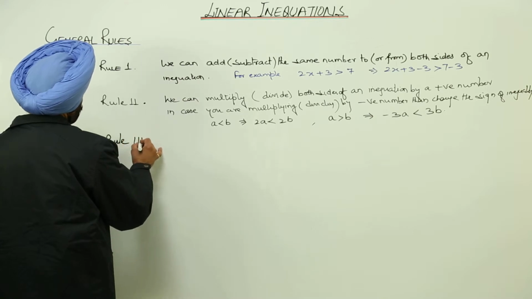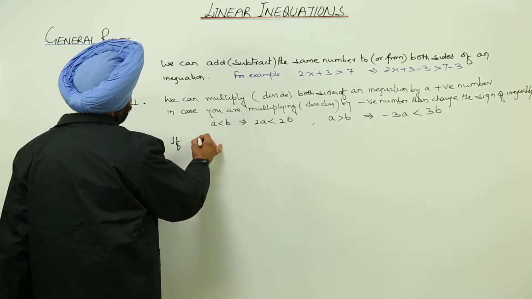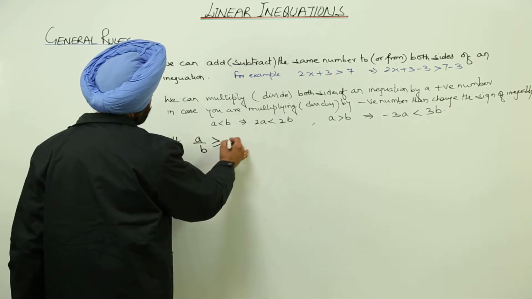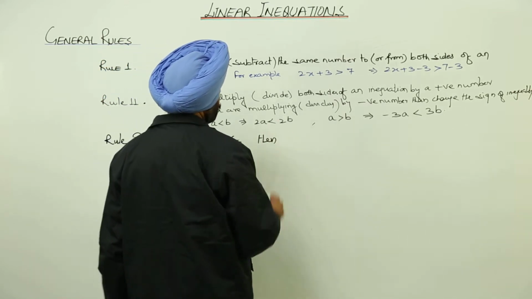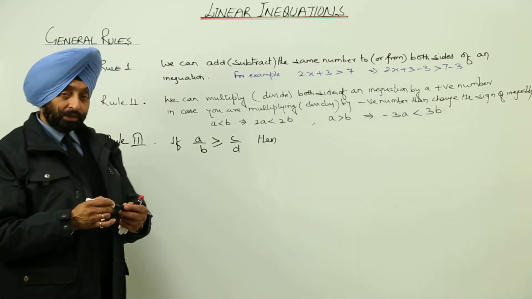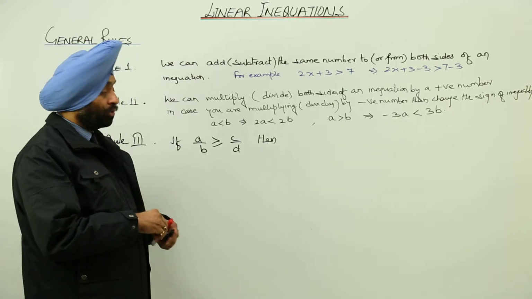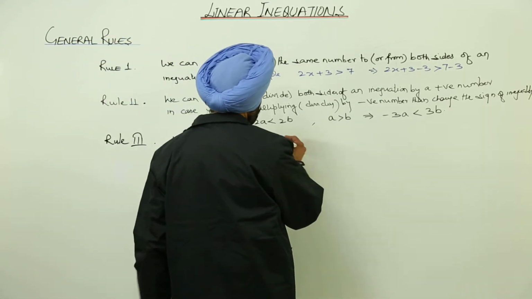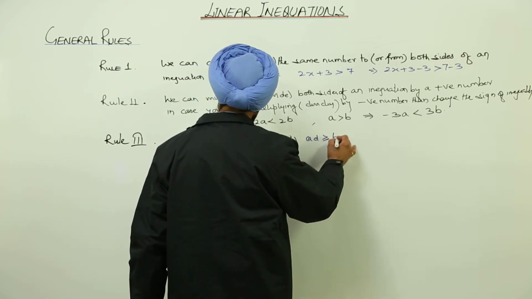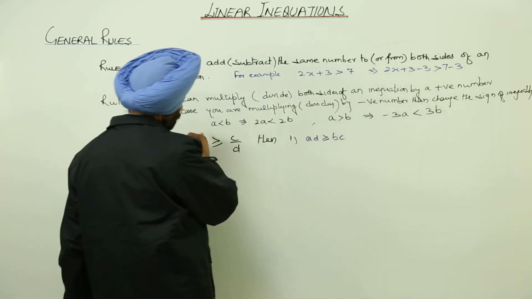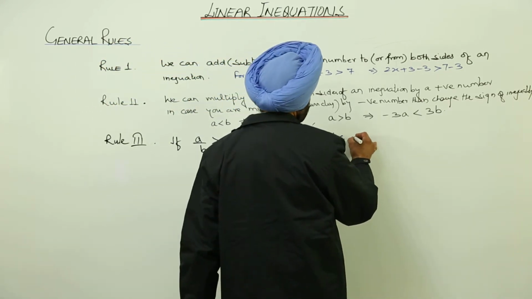Now rule number 3, not 4, 3. Now rule number 3 says if a upon b is greater than or equal to c upon d, very important things which I am discussing, and you have to be careful when you are solving the question. Then number 1, AD is greater than or equal to BC, A with D and B with C, cross multiplying.